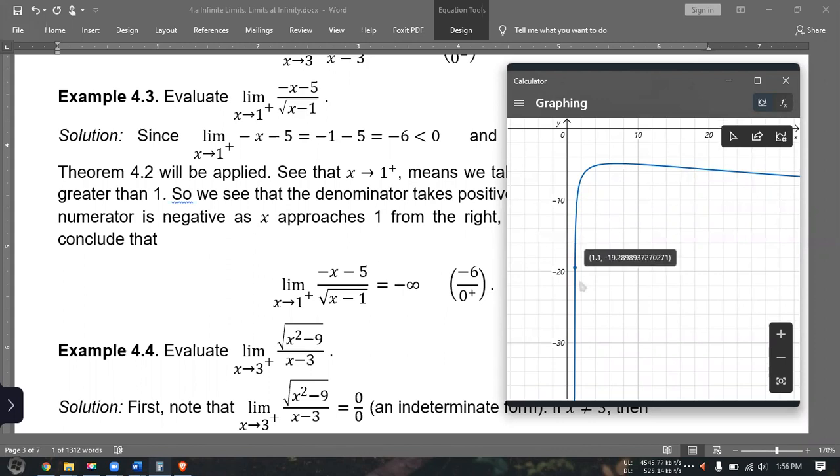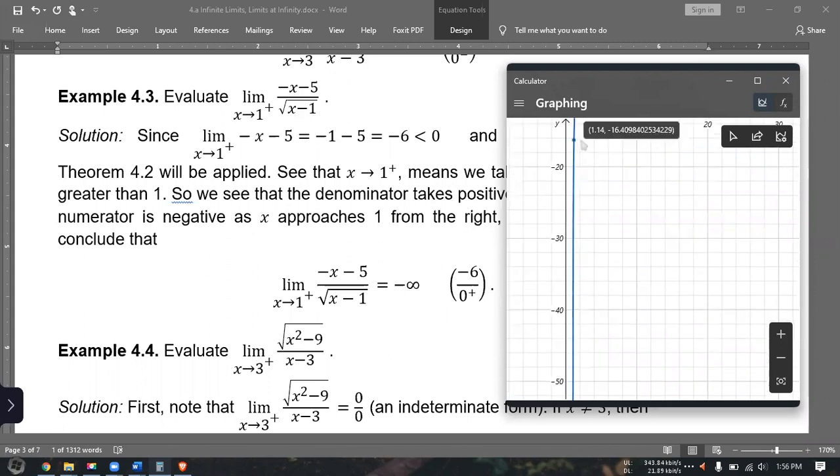And greater than 1. Near 1 and greater than 1. Observe na lang natin yung values of X. You can zoom in yung screen nyo para ma-observe nyo yung values. As we get closer and closer to 1, from the right side, what happened to Y? Observe natin. As we get closer and closer to 1, our Y becomes smaller and smaller.